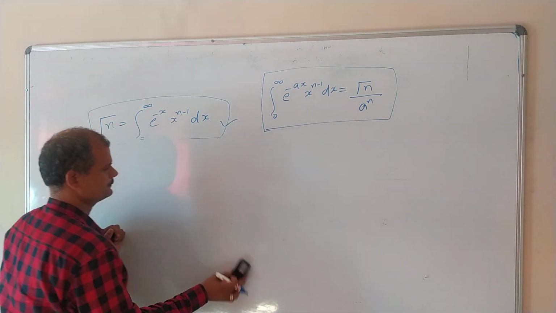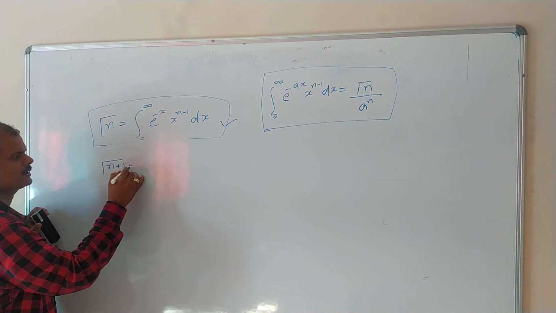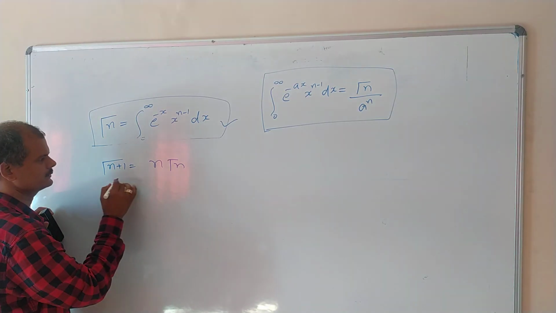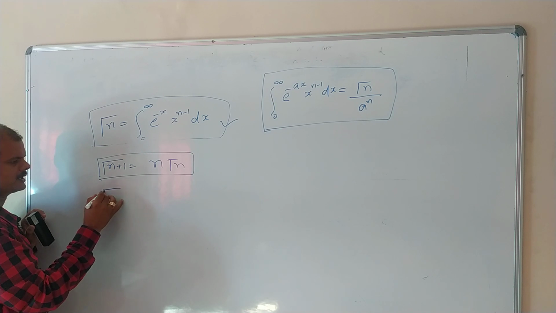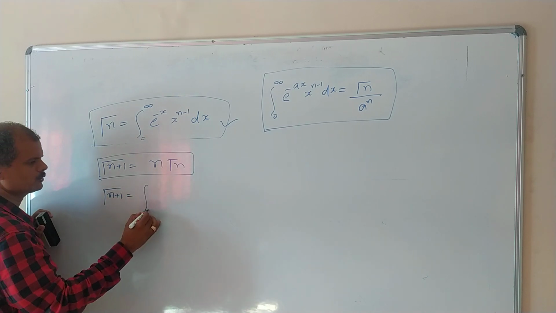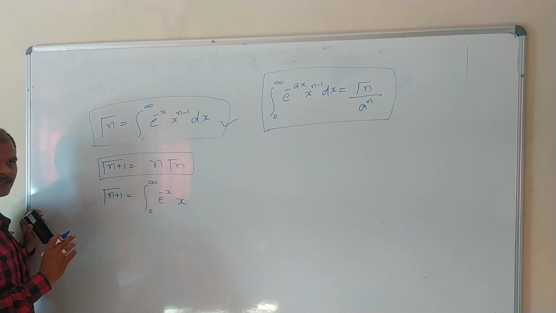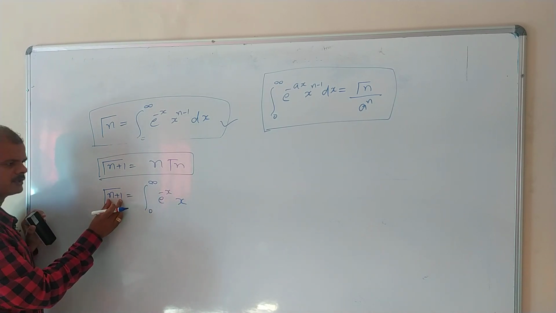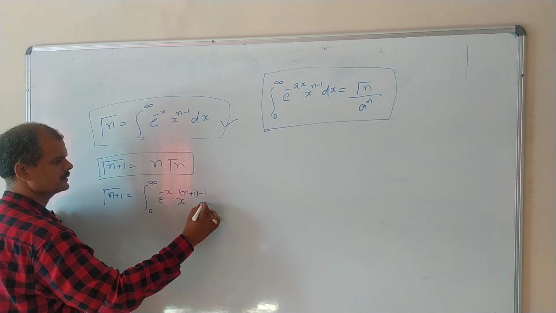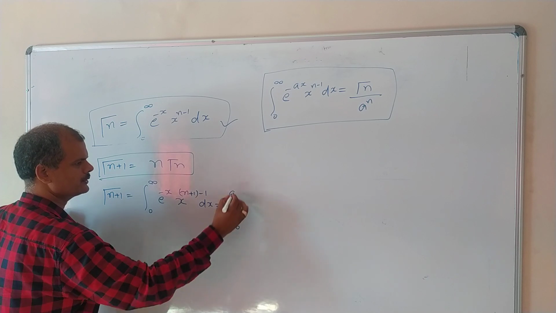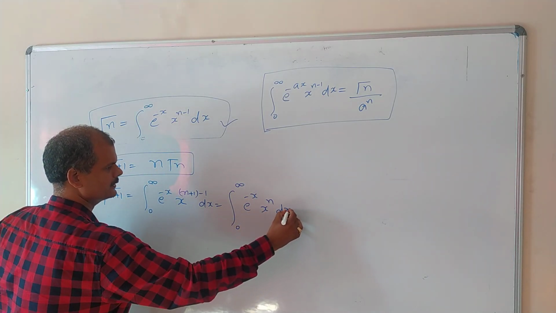Now we can see this: gamma n plus 1 equal to n into gamma n. This also we can prove. Let us see what is gamma n plus 1. It will be integral 0 to infinity e power minus x, x power n plus 1 minus 1 dx, right? So it will be 0 to infinity e power minus x, x power n dx.